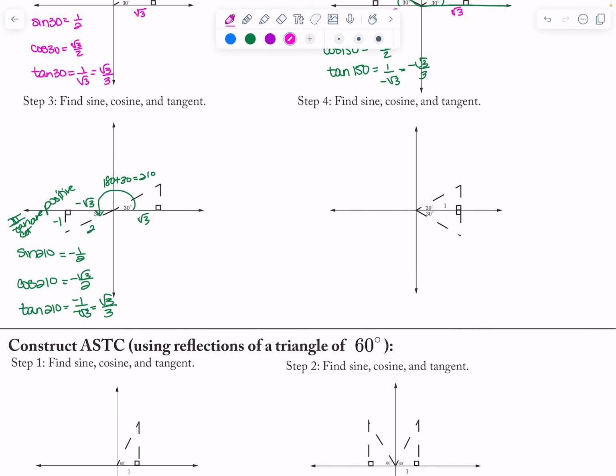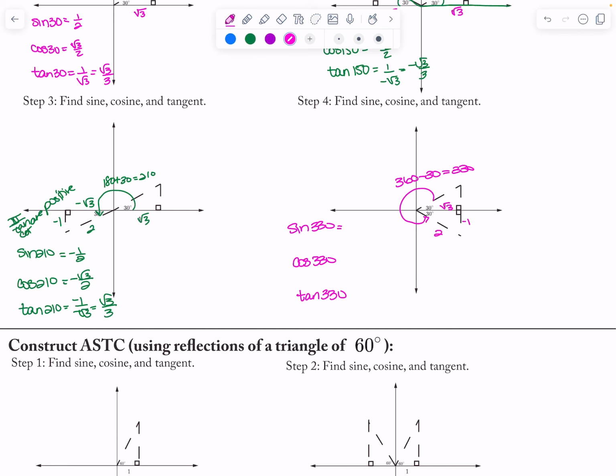Okay, so now we're going to go all the way into quadrant 4, so all the way around here, which is going to be 360 minus 30, which is 330. So I'm looking at the sine of 330, the cosine of 330, and the tangent of 330. And again, this should have been the root 3 side. That should be the one side, which is negative, and a 2.